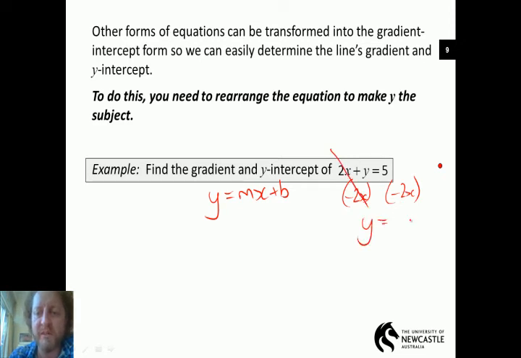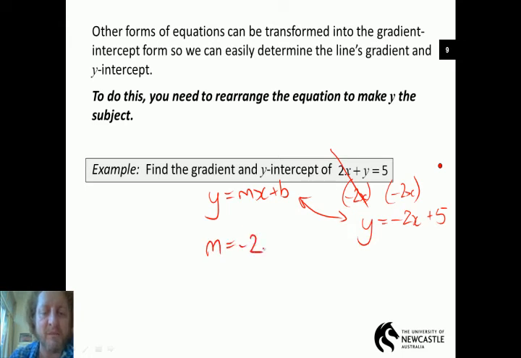Now I could write 5 minus 2x, but I'm going to put the minus 2x to the left and the plus 5 to the right. Same answer. I just like to make it look in the same order as that one, even though it really doesn't matter. But we can see our answer now.